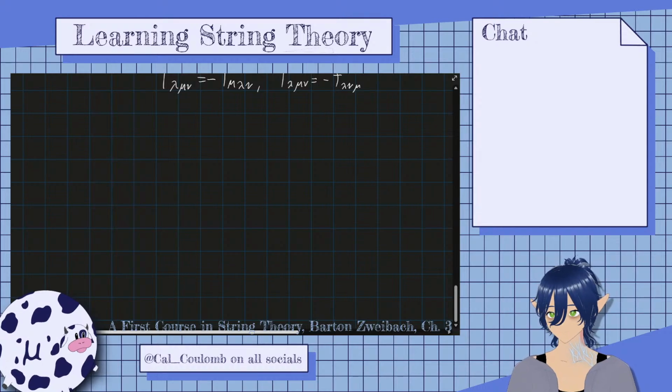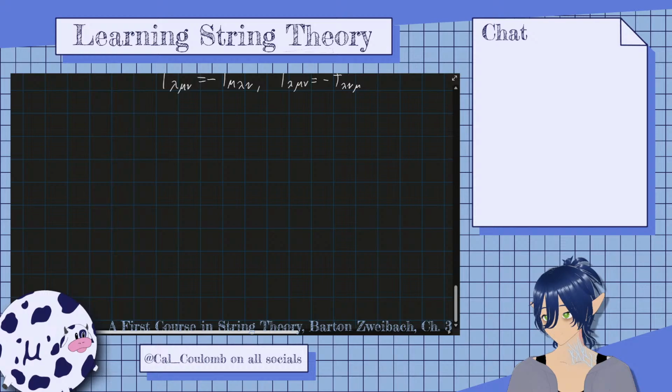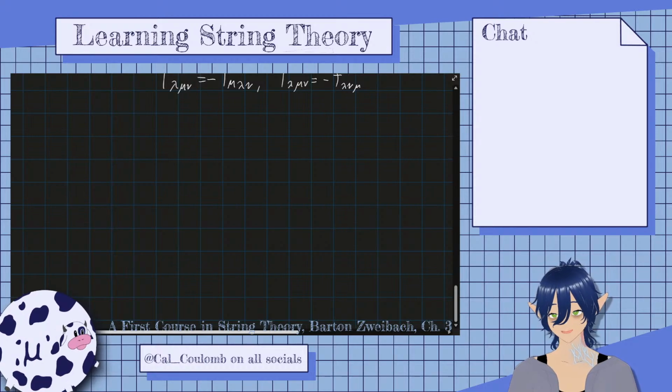An object that changes sign under the transposition of any two indices is said to be totally antisymmetric. Therefore, T is totally antisymmetric. Since T is totally antisymmetric, it vanishes when any two of its indices take the same value. T is non-vanishing only when each of its three indices takes a different value.